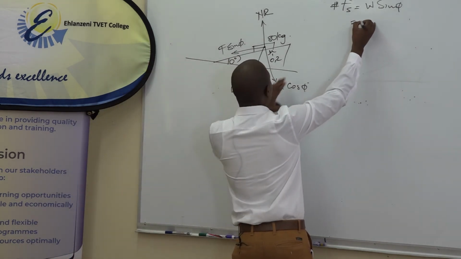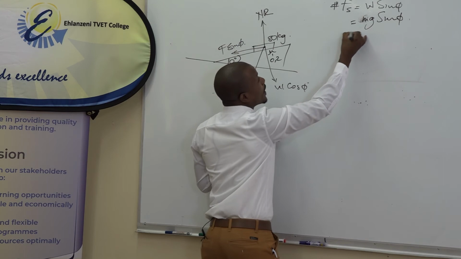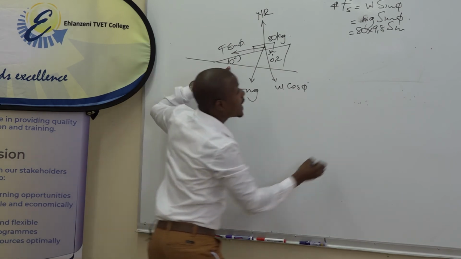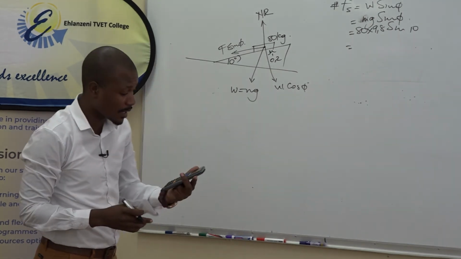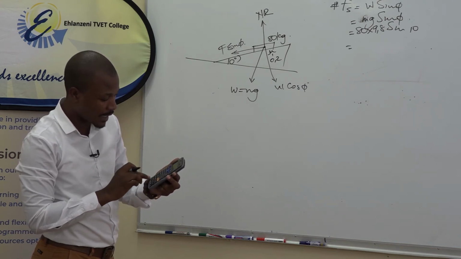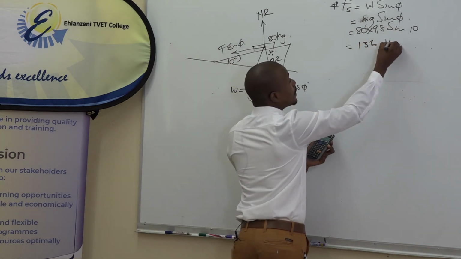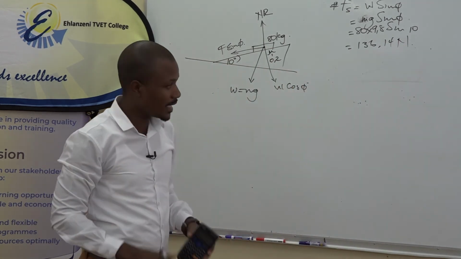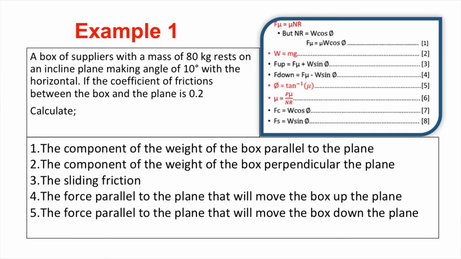Our weight is mg, which is going to be 80 times 9.8. Let me write mg sine theta, which is 80 times 9.8 sine what? What is our angle there? 10 degrees. Have your calculator handy. In this case, I'm using my Casio, which gives me excellent results. So we have 80 times 9.8 sine 10 degrees. The answer is 136.14 Newton. That is my weight component parallel to the inclined plane. Got that? Right, cool. Let us move to the next one now.